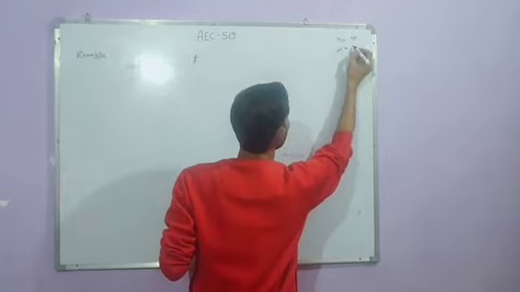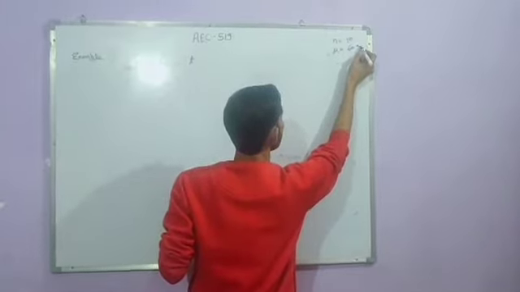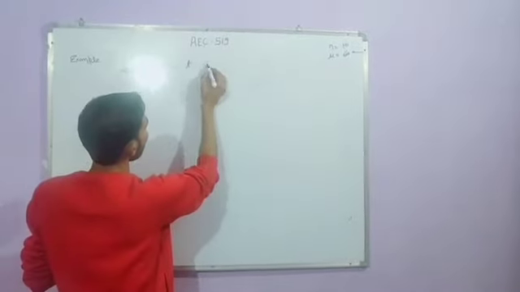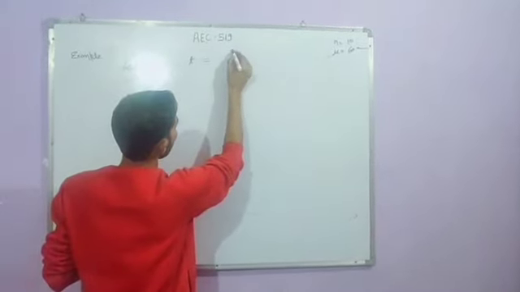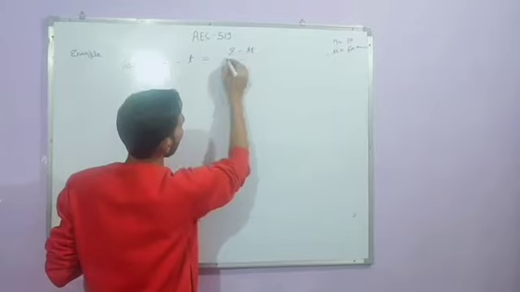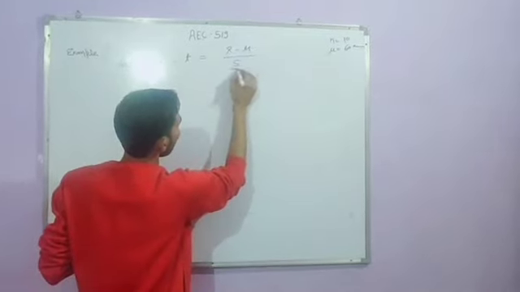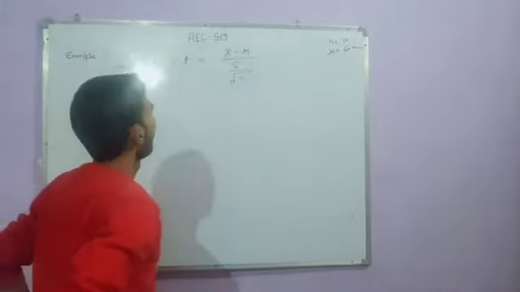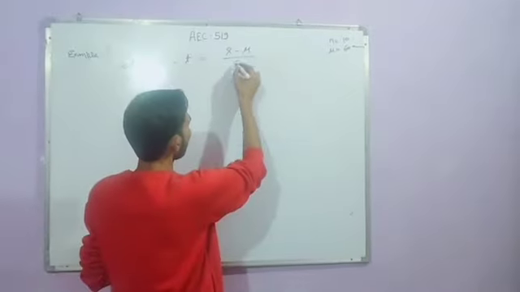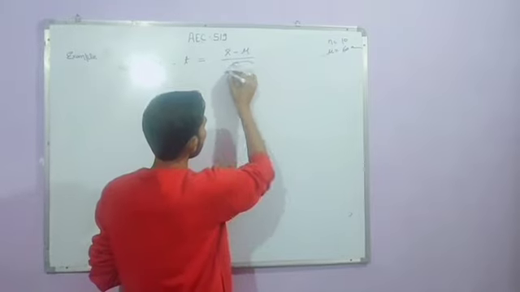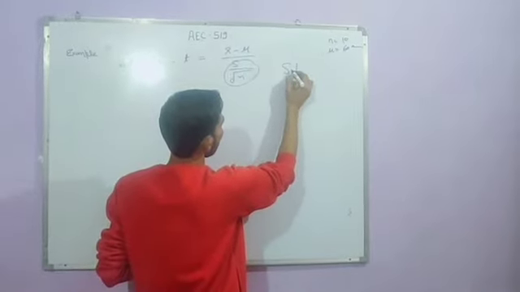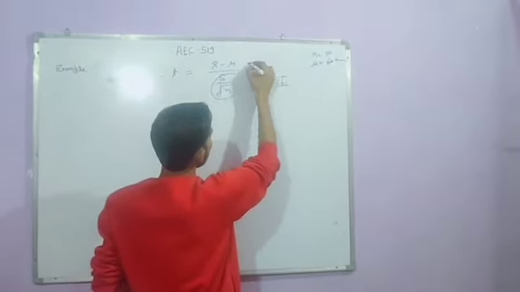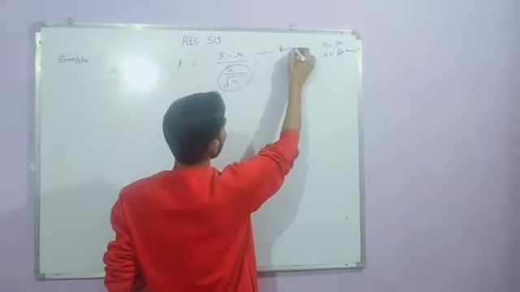Mu equal to 60. T equal to x bar minus mu divided by s upon under root n. Okay, so this s upon under root n is the standard error, and this is the difference of mean.